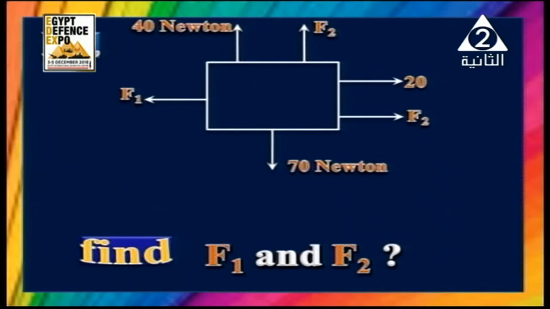Find F1 and F2. Look at, my dear student. In vertical motion, F2 plus 40 equals 70, then F2 must equal 30. In horizontal, F1 at left equals F2 plus 20 at right. Therefore, my dear student, look at the solution.